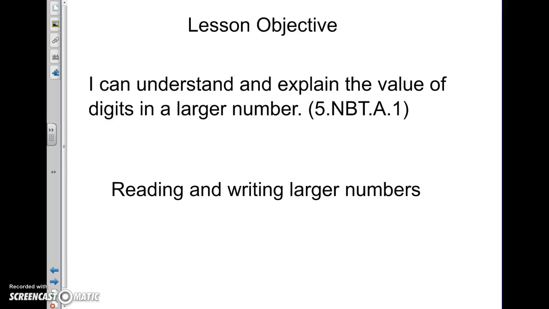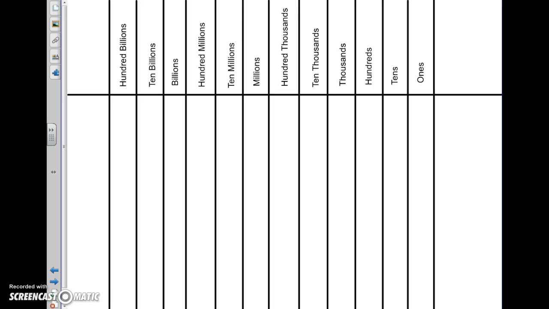Our lesson objective today is: I can understand and explain the value of digits in larger numbers. This is fifth grade standard Numbers Base 10 A1. Today we're going to focus on reading and writing larger numbers. This is a place value chart, and it shows all place values from the ones place all the way up to, we're going to go up to the 100 billions place today. So, big time.